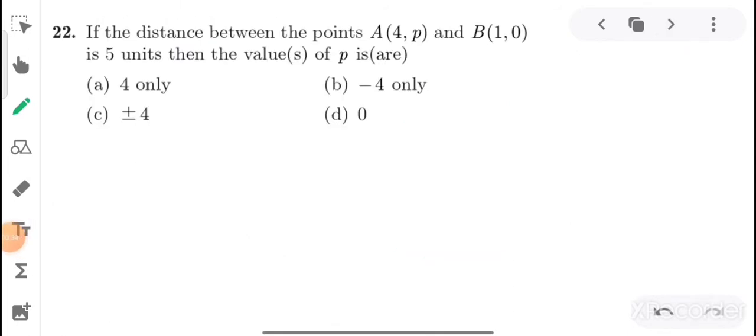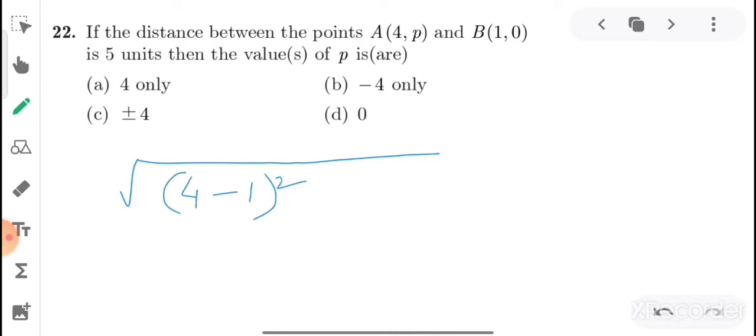See the next question. It is a question of coordinate geometry. Two points A and B are given, and the distance is also given, that is 5 units. We have to calculate the value of P. Then just put it in the distance formula, that is (4 minus 1) subtraction of x coordinates square plus (P minus 0) square is equal to 5.